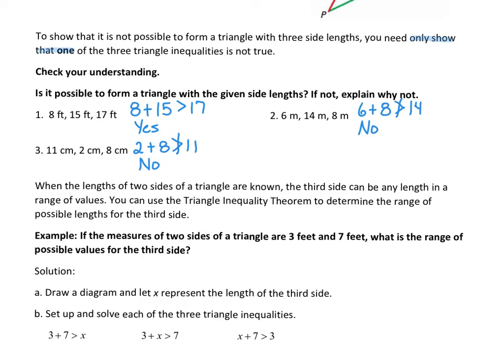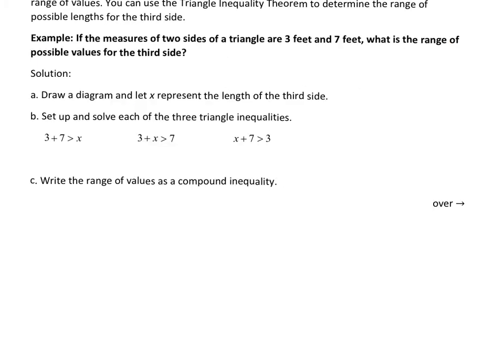The other thing we can do with our triangle inequality theorem is determine the range of possible lengths for a third side when we're given two sides of the triangle. In other words, what would the length of the third side have to be in order for us to form a triangle? So looking at this example here, if the measures of two sides of a triangle are 3 feet and 7 feet, what is the range of possible values for the third side? When we talk about a range of possible values, a range implies an upper boundary and a lower boundary in most cases. That's what we're looking for, a range of numbers.